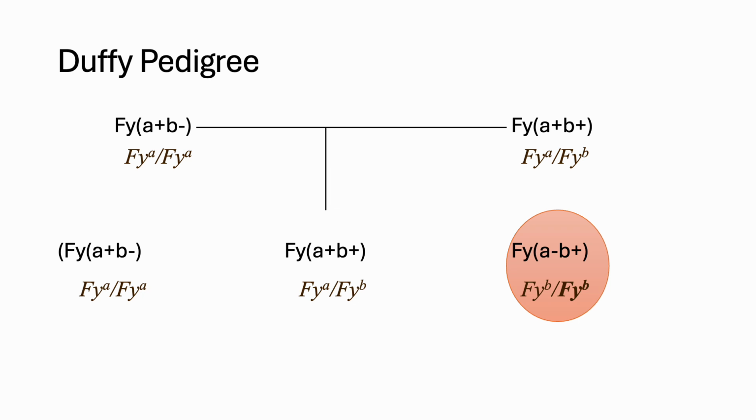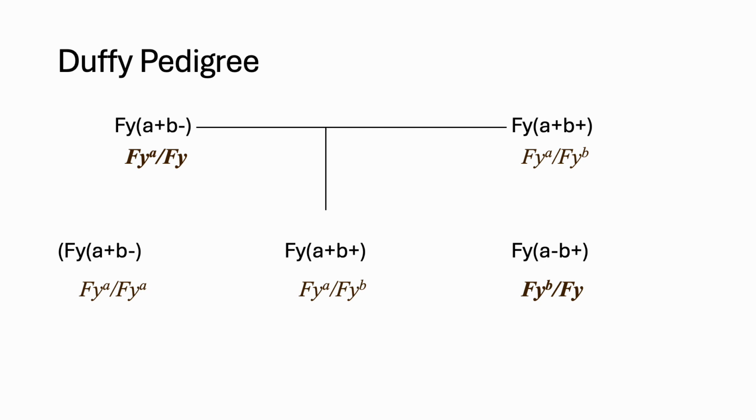So let's take a look at that last child. They're FYA negative, B positive. So with the way that this looks, it looks like it should be FYB, FYB. But where did that second FYB come from, right? You only see that the parent on the right has one FYB, but the other parent doesn't have any. So how do you explain something like this? Well, I will show you.